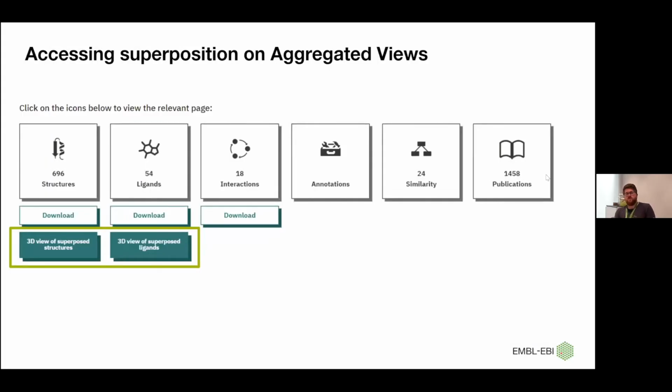We now have buttons to access this on the summary page. There are buttons underneath structures and ligands. The first one, the 3D view of superposed structures, shows the different conformations clustered using the superposition process. The second button, the 3D view of superposed ligands, displays all the bound ligands amongst all the different clusters for that particular segment of the protein. The issue in some cases is that we don't have data for the full length protein, in which case we might have to split into segments.